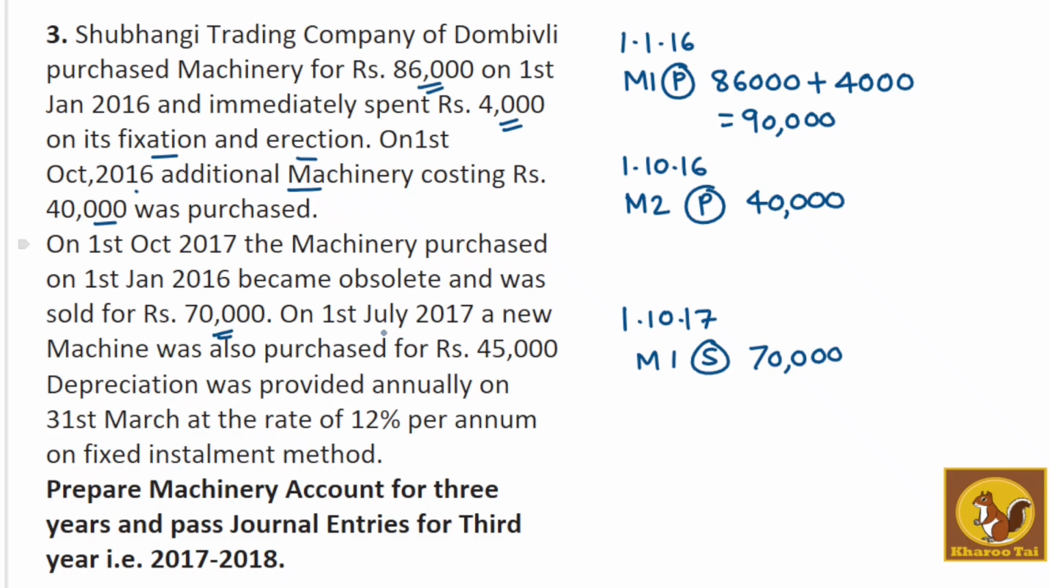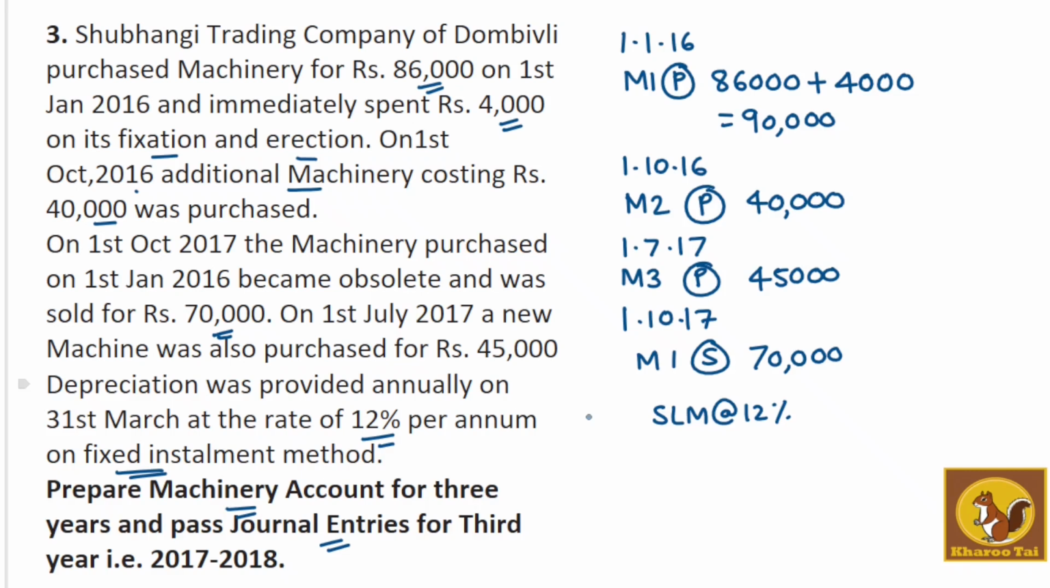On 1st July 17, a new machine was also purchased for rupees 45,000. So before this transaction, there is one more purchase transaction: 1st July 17, machinery 3 was purchased at 45,000. Depreciation was provided annually on 31st March at the rate of 12% per annum on fixed installment basis, that is straight line method. Prepare machinery account for 3 years and pass journal entries for 3rd year, that is 2017-18.